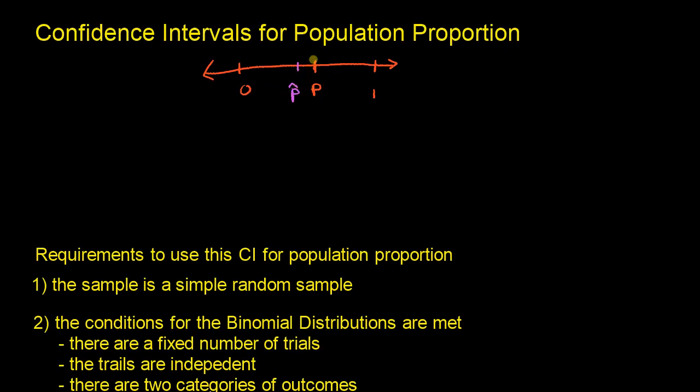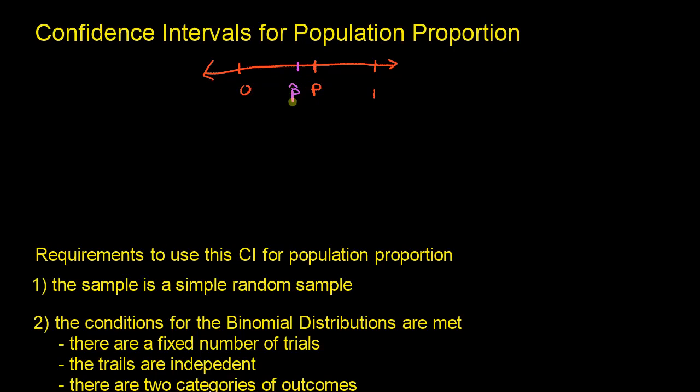It's unlikely that it's going to lie exactly on where the population proportion is, because, well, you only collected a sample. You didn't collect every piece of data in the population. As you increase your sample size, the likelihood of this being closer and closer to where the true population proportion is, obviously it will increase.